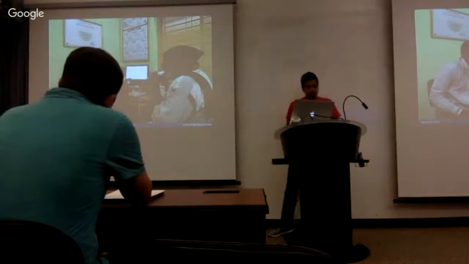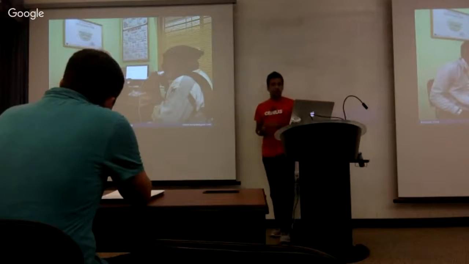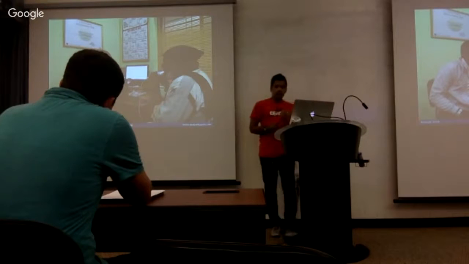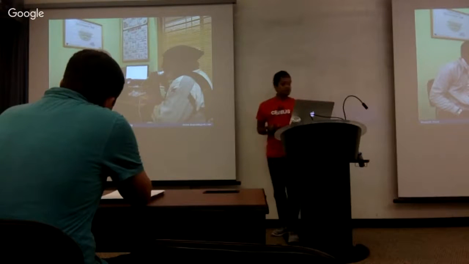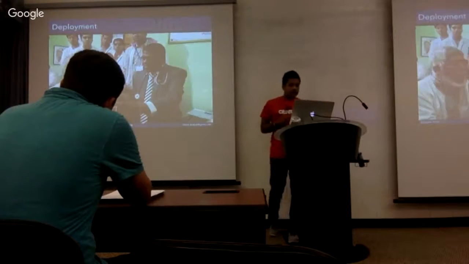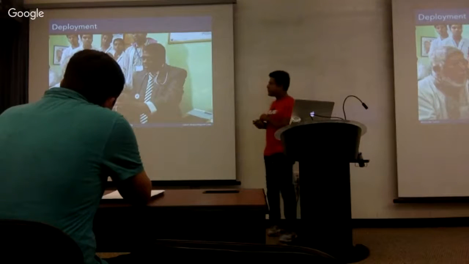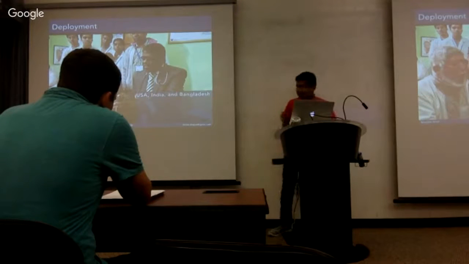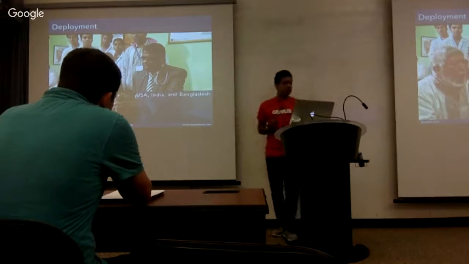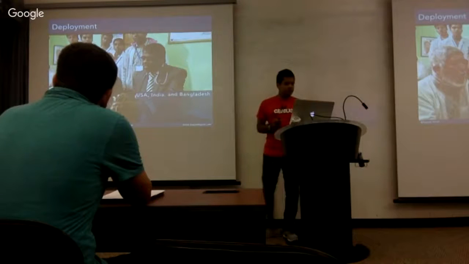Okay, so by just using the sensors that are already there on our phones, we were able to convert it into a parameter. And hopefully we can reduce the percentage of undiagnosed patients that are out there. Currently the system is deployed in multiple locations in the US, India, and Bangladesh, and we have a huge data set of more than 5,000 patients.